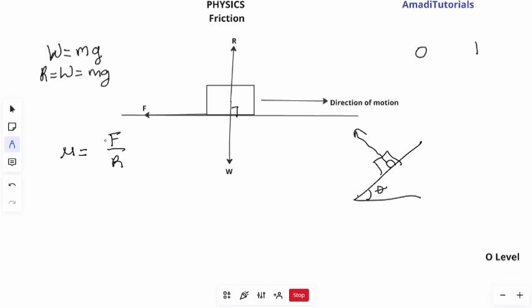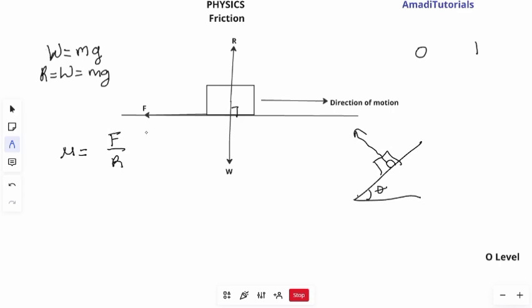So the ratio of the frictional force, that's the force that is trying to oppose that motion, to the reaction from the plane, will give you the coefficient of friction. What do we use this coefficient of friction to do? Like I said, we use it to measure the roughness. So different surfaces or bodies have their different coefficients of friction.